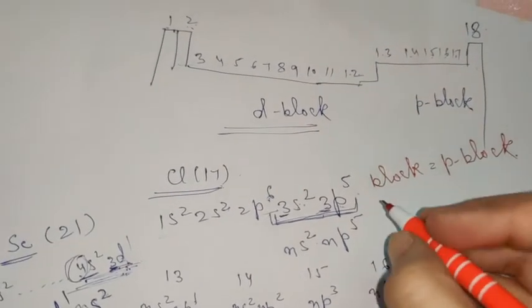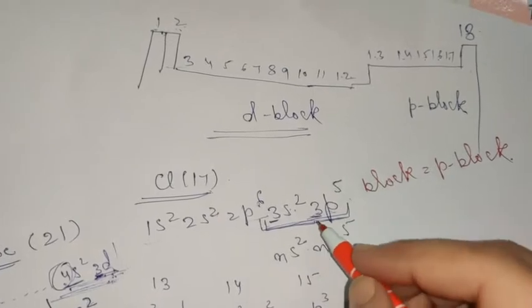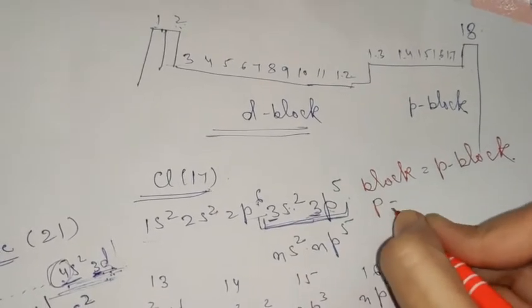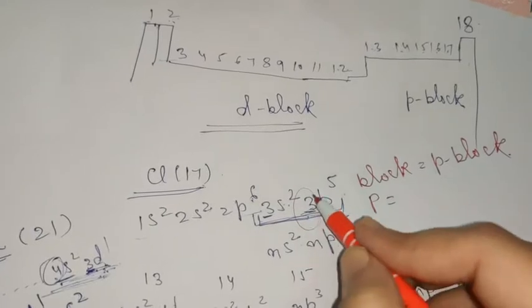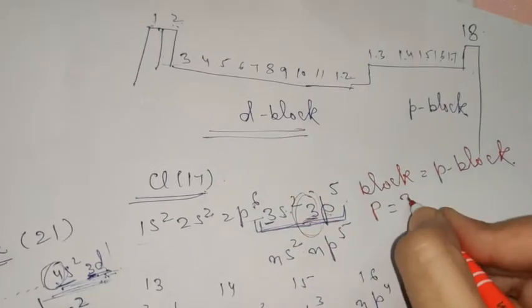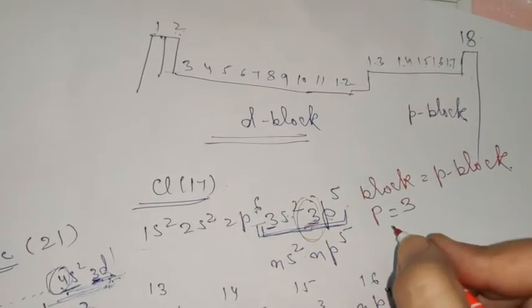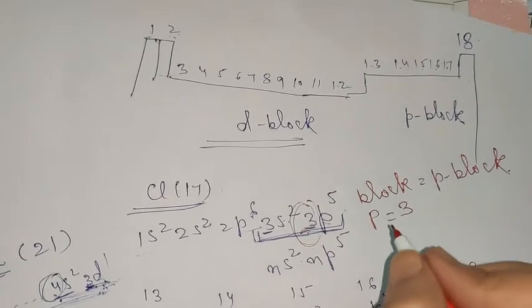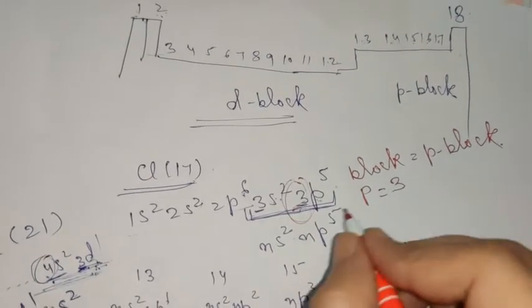Okay. Now coming to the value of period, the period number. Highest value of n is 3 here, so the period becomes 3. You can open the periodic table picture in your book and you can compare the values.